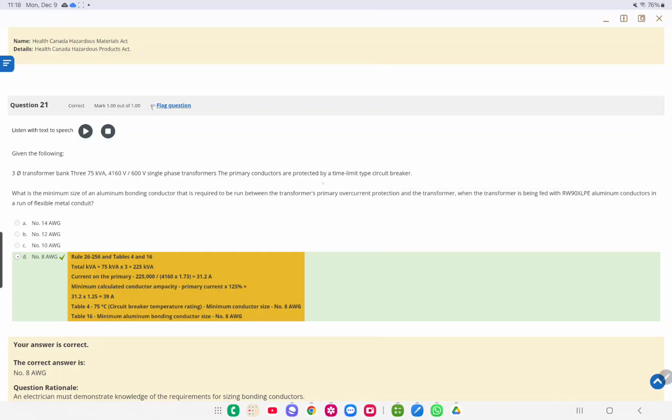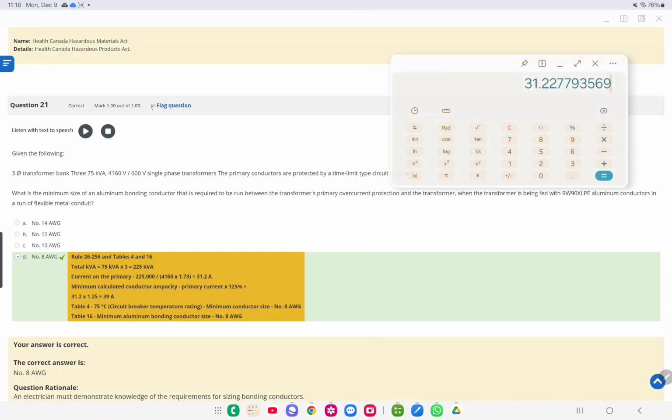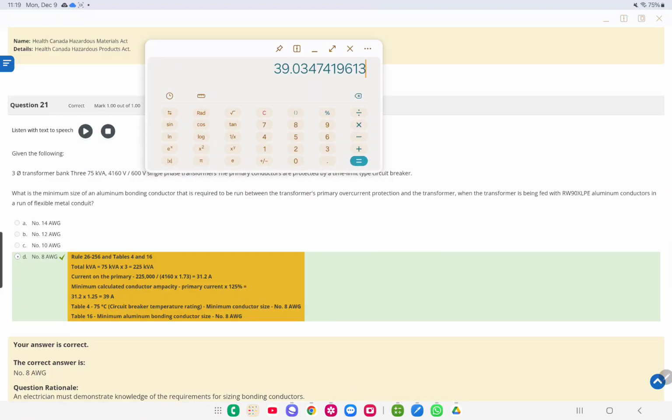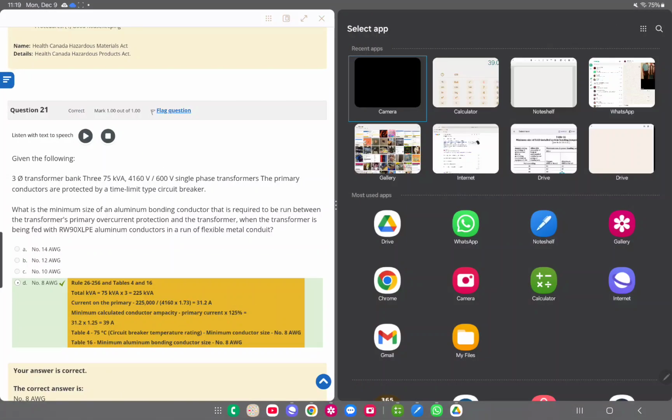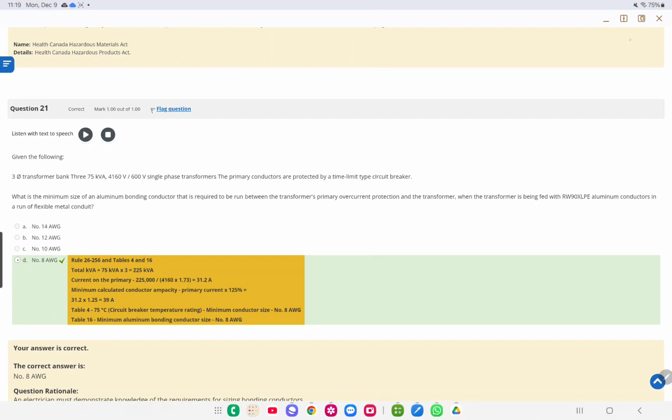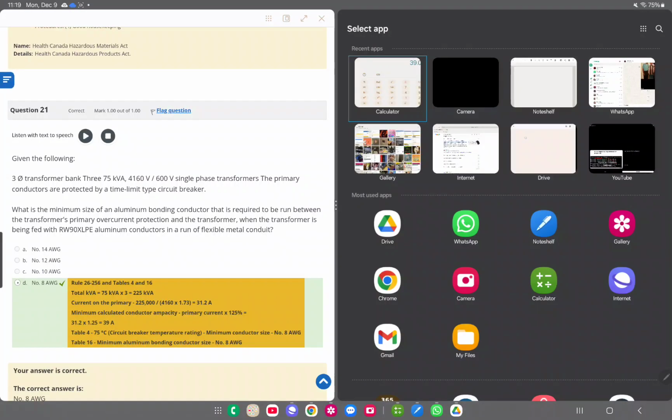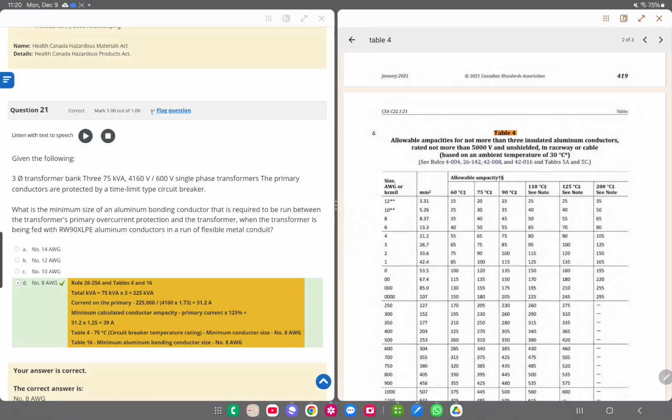the primary conductors are protected. So I'm going to multiply that by 1.25, right? To get the conductors. So now we have the FLA. What we need is the code book, and we're going to need table 4. Okay. All right, here we are.